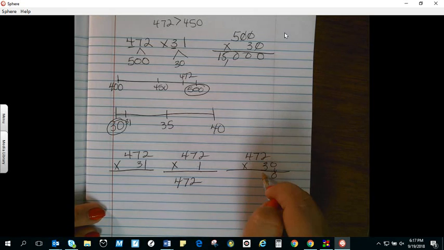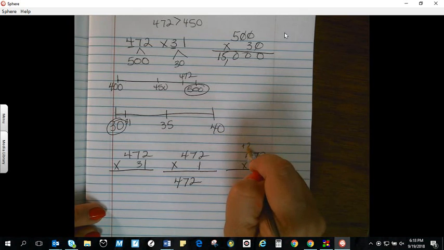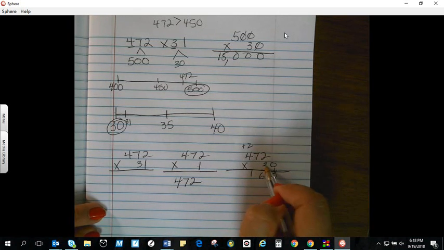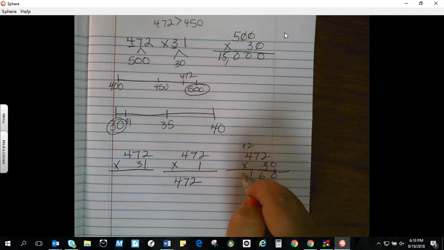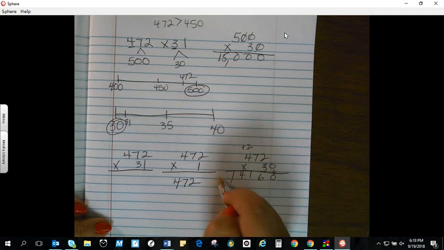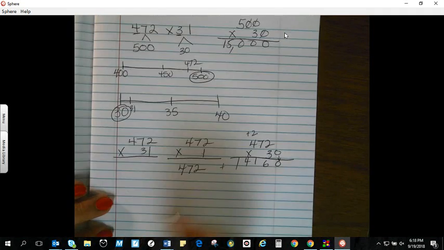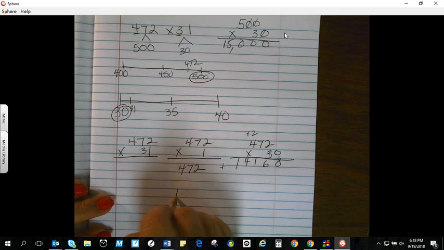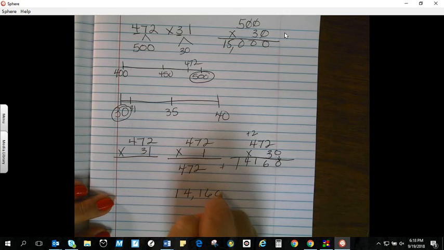3 times 2 is 6. 3 times 7 is 21. I'm going to regroup my 2 to the hundreds. 3 times 4 is 12, plus 2 is 14. I'm going to add my 2 partial products together. But I'm going to bring those down here at 14,160. And I'm going to add 472 to that.